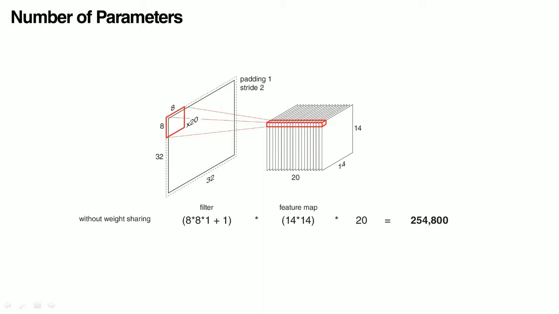Now let's do the actual calculation where we do have weight sharing. And in this case, each filter is shared across each entire feature map.